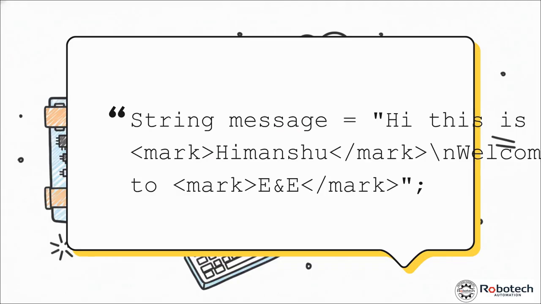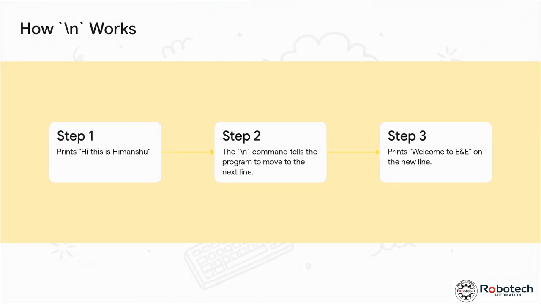See, with a string, you can store an entire message in one go. Now, take a look at this example. We've got a whole sentence here, but what's that weird \n thing doing right in the middle? Well, that's not a mistake. It's actually a special command. That little \n is what we call a new line character. And honestly, it works exactly like hitting the Enter key on your keyboard.